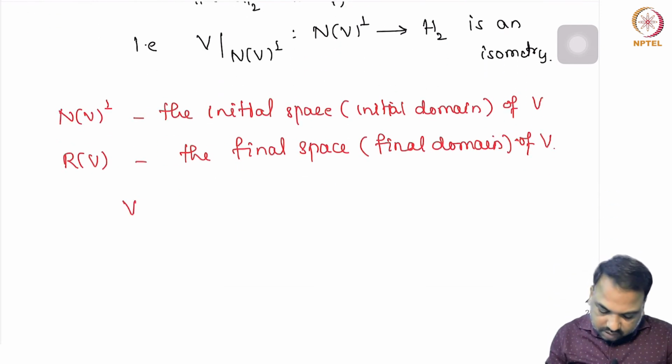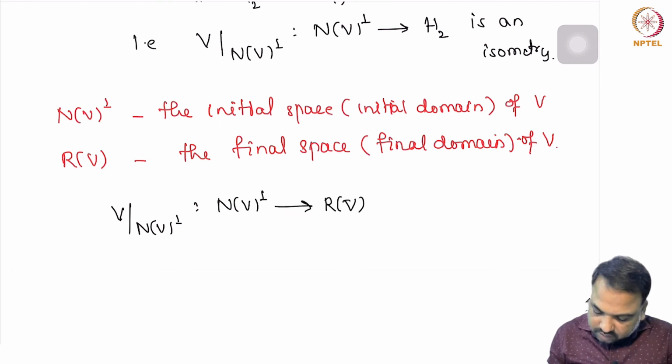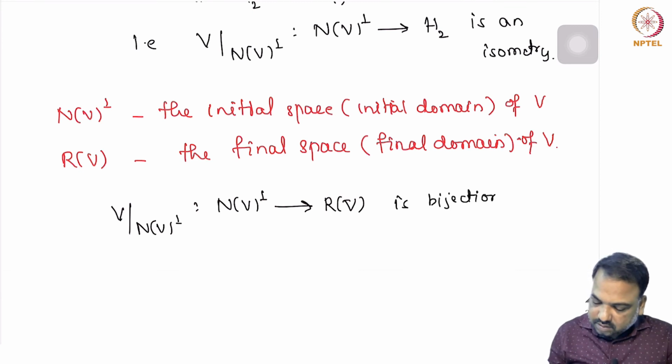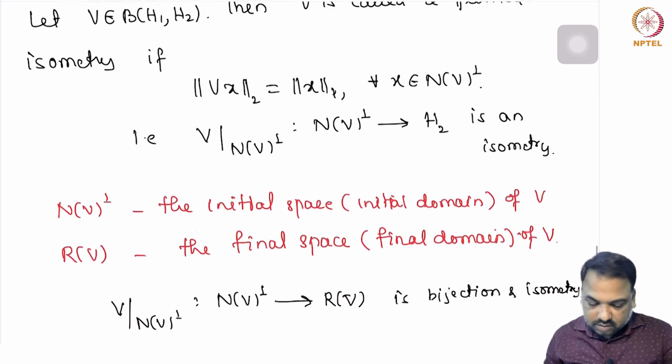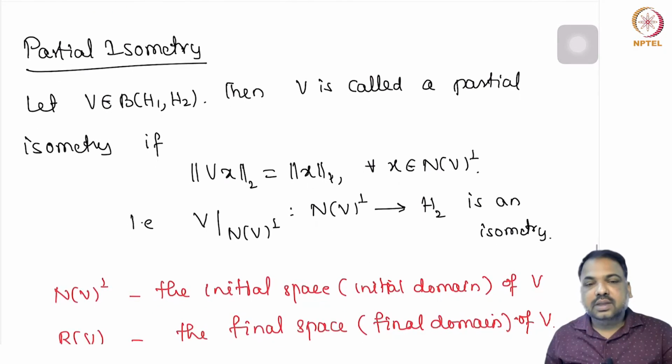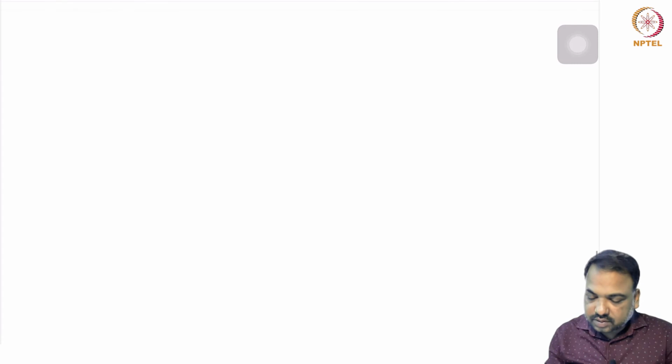So that means when you look at this map, V restricted to null space of V perp, from null space of V perp onto range of V, this is a bijection and isometry. So this is a unitary map between two different Hilbert spaces. Okay, so the meaning of partial isometry is nothing but restricted to a subspace, it is an isometry. So for that reason it is called a partial isometry. Okay, so let us see a few examples.